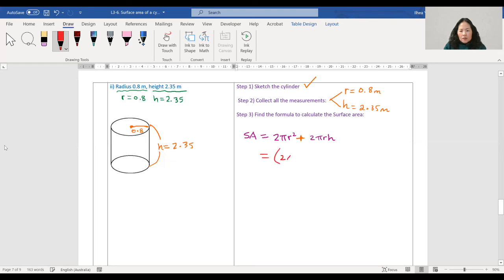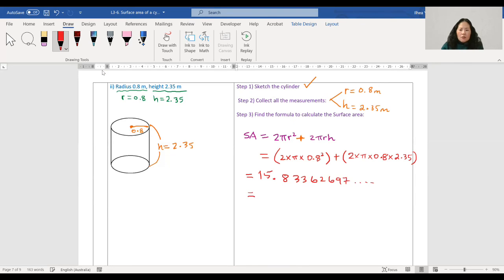So 2 times pi times, what's my radius? 0.8. Excellent, 0.8 squared. So that's the first part. Second part, 2 times pi times, what's my R? 0.8. And what's my H? 2.35. Okay, calculate it. Done. So what do you have on your screen? I got 15.83362697. Excellent, good job.